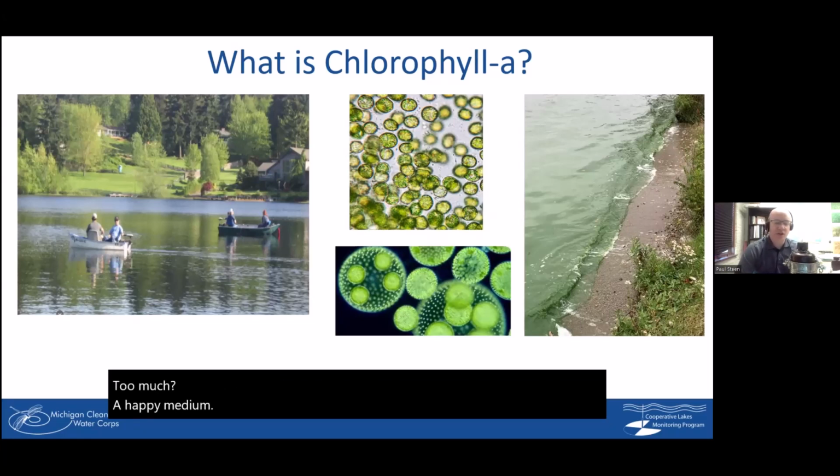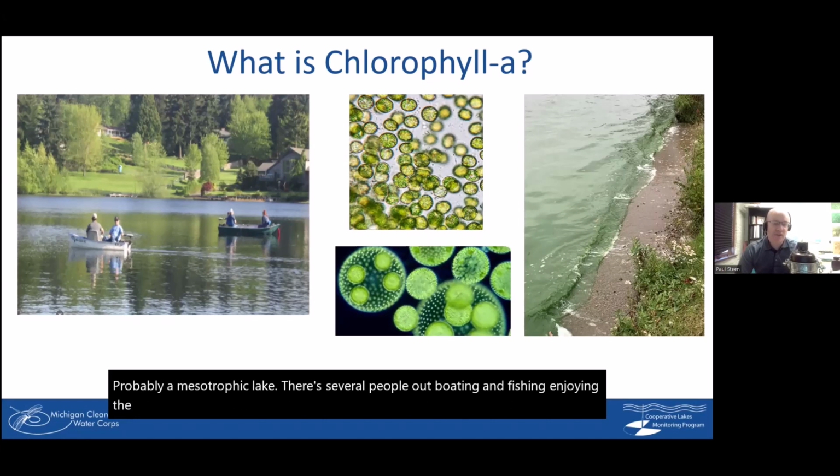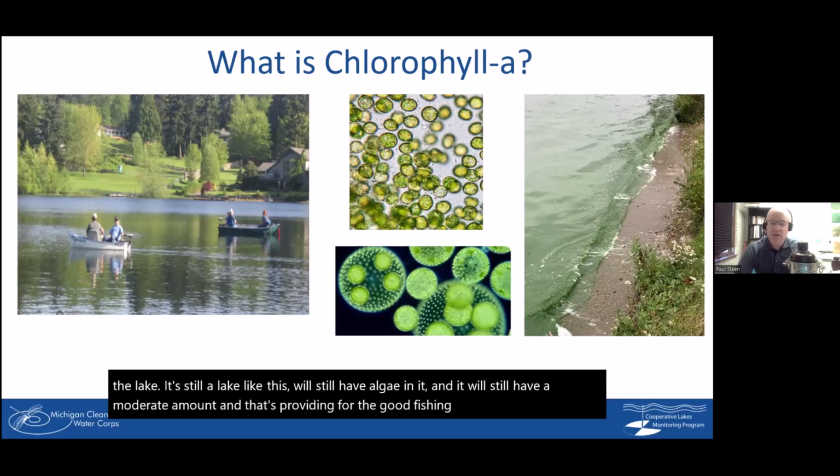The pictures here on the left would be probably a mesotrophic lake. There's several people out boating and fishing, enjoying the lake. A lake like this will still have algae in it, and it will still have a moderate amount, and that's providing for the good fishing here. The lake on the right is a hypereutrophic lake, pretty close to where I live. It's Ford Lake in Washtenaw County.